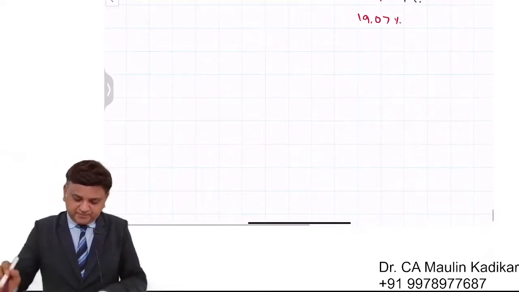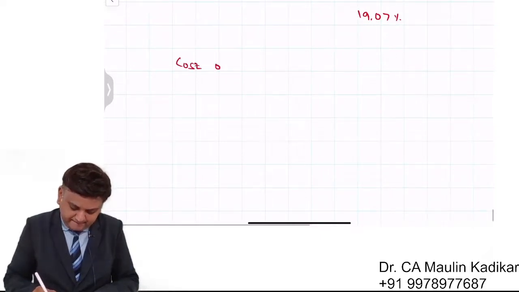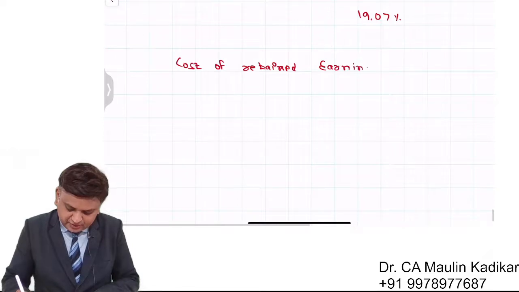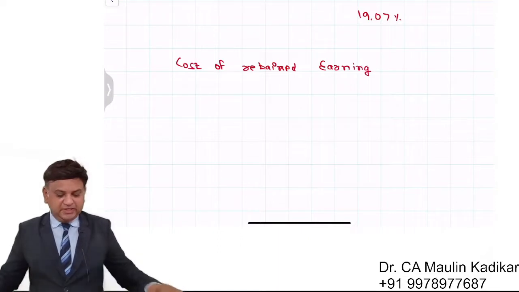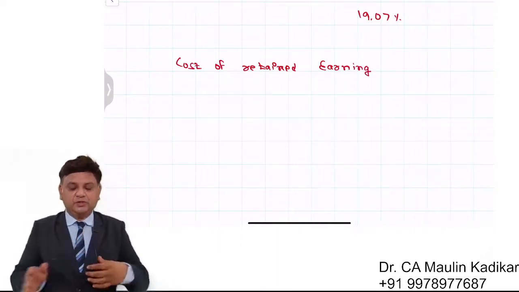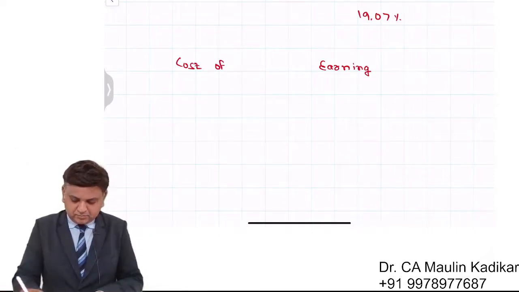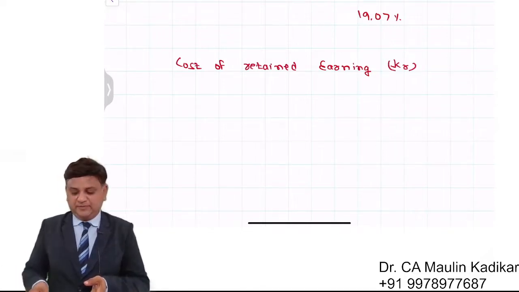Now there is a new point, that is cost of retained earning. That is a new point. I request all of you to pay attention. See what happens in calculation of the cost of retained earning. In calculation of the cost of retained earning, how we are required to understand the concept.